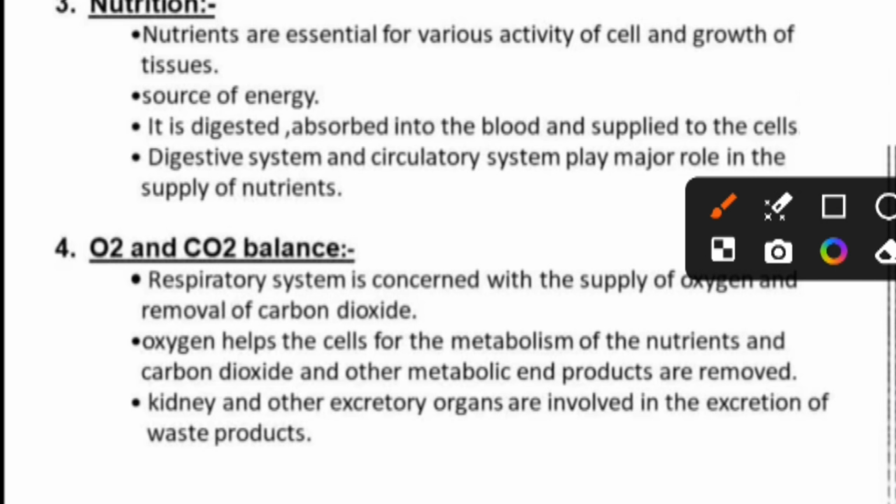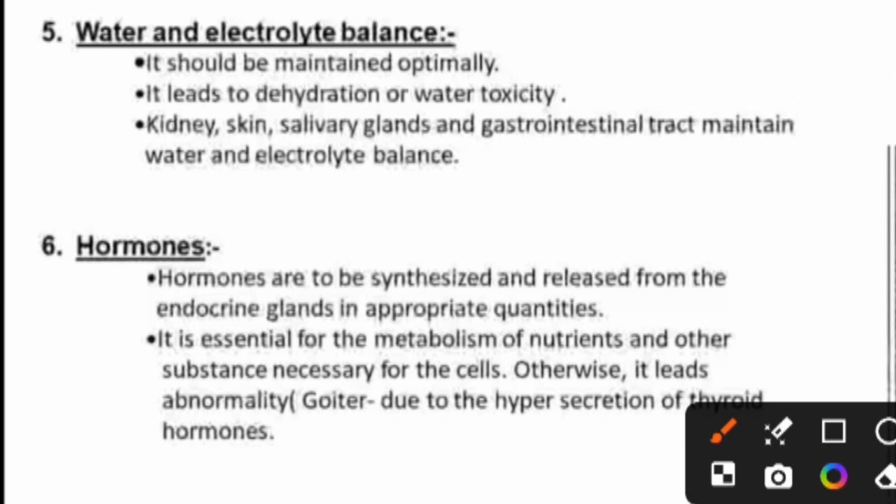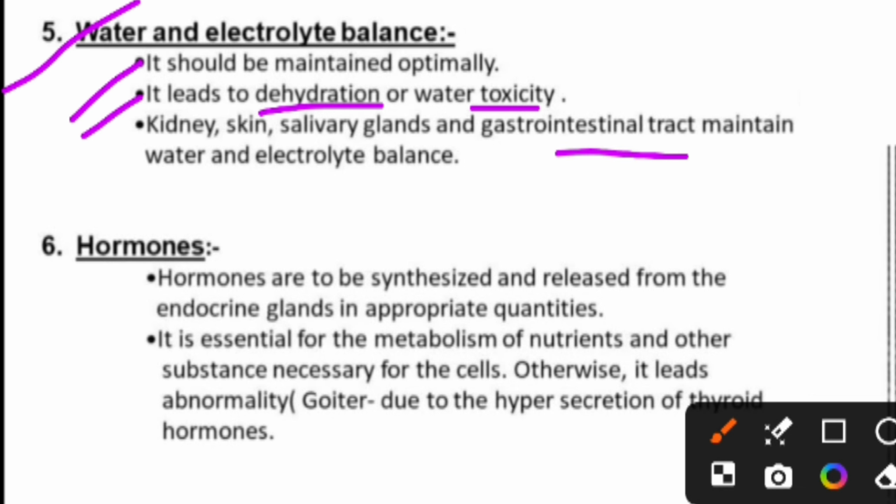Then the next point is water and electrolyte balance. It should be maintained optimally, otherwise it leads to dehydration and water toxicity. If the water and electrolyte balance is decreased, it causes dehydration. If it is increased, water toxicity occurs. Kidney, skin, salivary glands and the gastrointestinal tract mainly maintain the water and electrolyte balance.